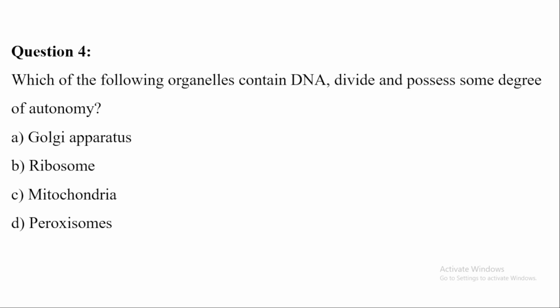Which of the following organelles contain DNA, divide and possess some degree of autonomy? So, which of the following organelles contain DNA? They can divide and they possess some degree of autonomy. Option A is Golgi apparatus. Option B is ribosome. Option C is mitochondria, and option D is peroxisomes. So, the answer for this question is option C, mitochondria.